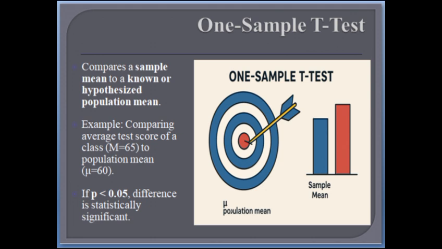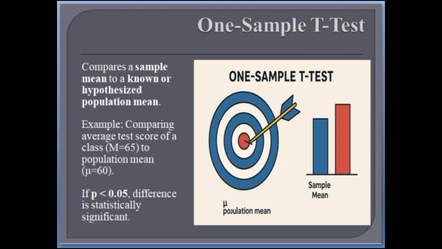One sample t-test. It compares a sample mean to a known or hypothesized population mean. For example, comparing the average test score of a class, mean equal to 65, to a population mean that is known as mu equal to 60.